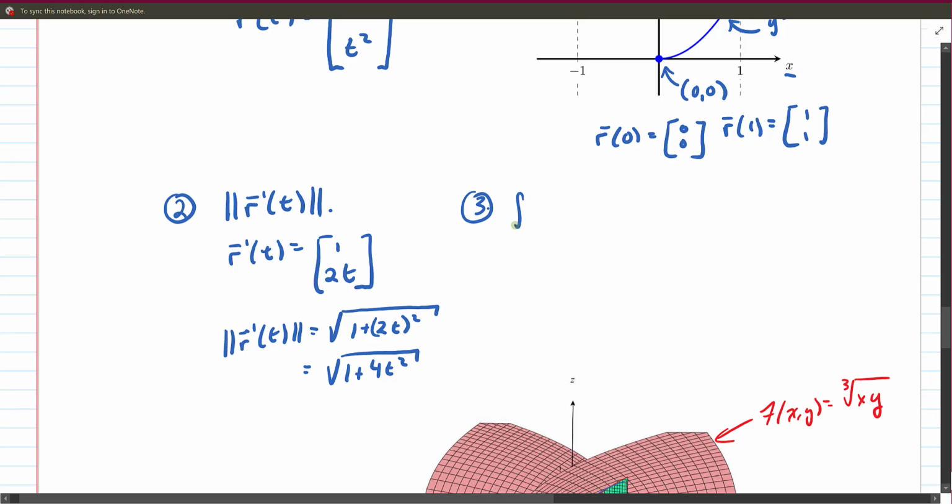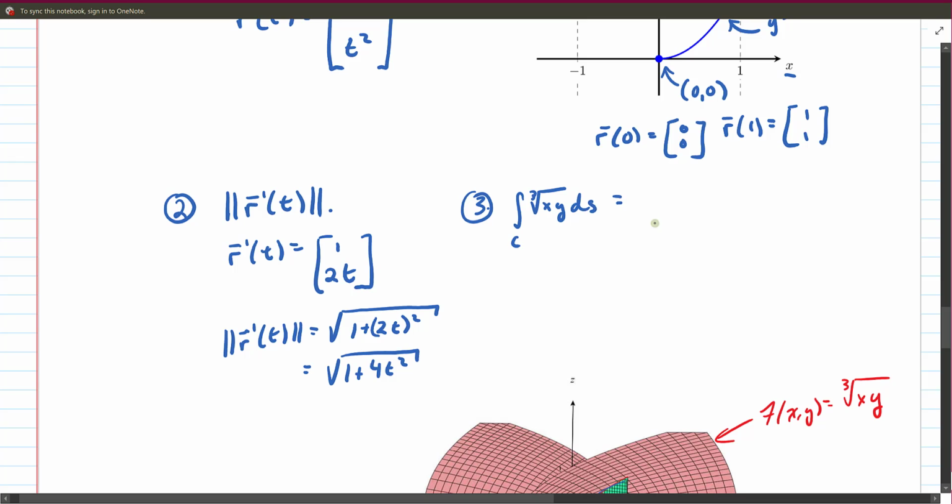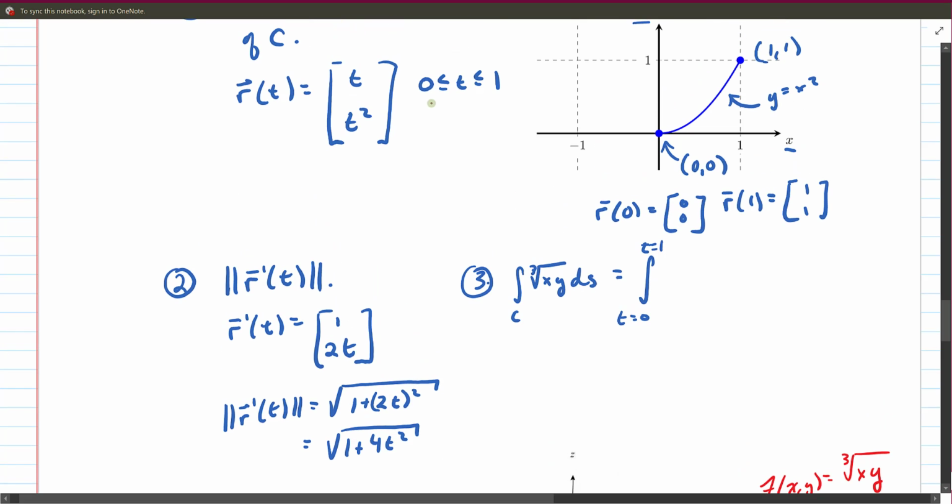So the original integral, the line integral over the curve C of, I think we had the cube root of xy ds. Well, that's equivalent to the integral from t equals 0 to t equals 1. Those were our endpoints for the parameterization.